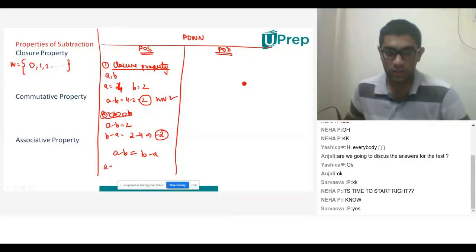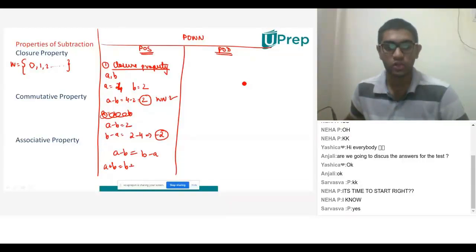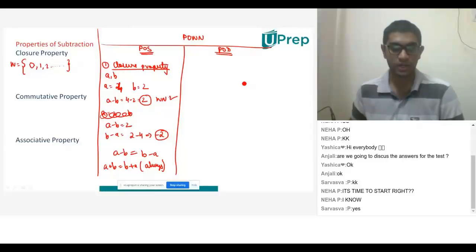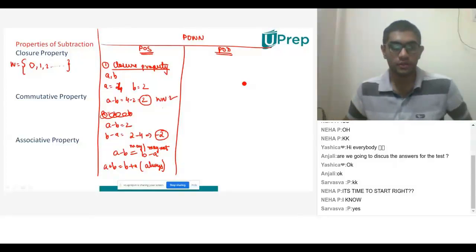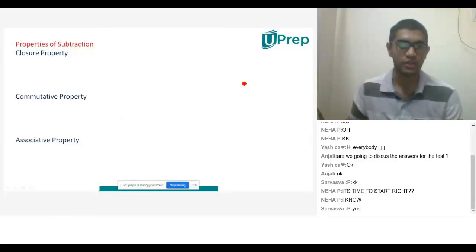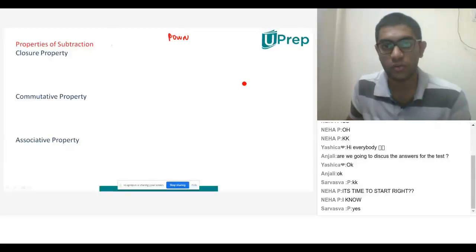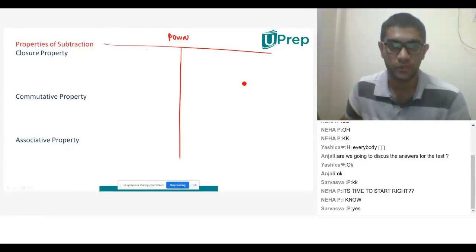In addition, what was the case? A plus B was always equal to B plus A. In any case, it holds true. But in case of subtraction, that wasn't the case. It may or may not. That is how we proved it with the help of an example. In the first one, we did A minus B. In the second one, we did B minus A. Properties of whole numbers: property of subtraction, property of division. So what was the first property?